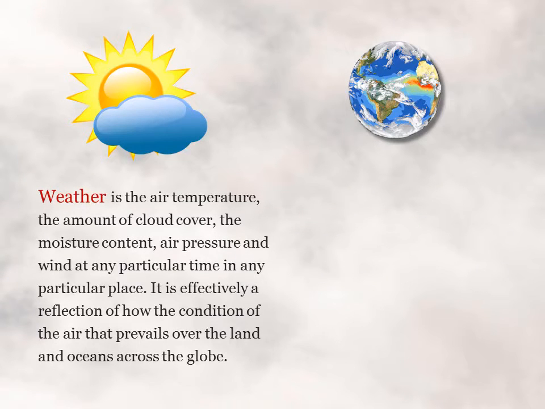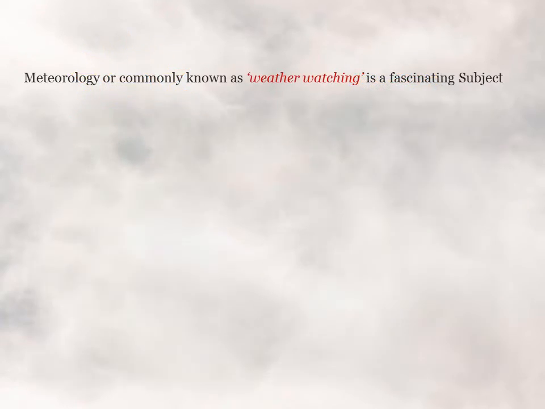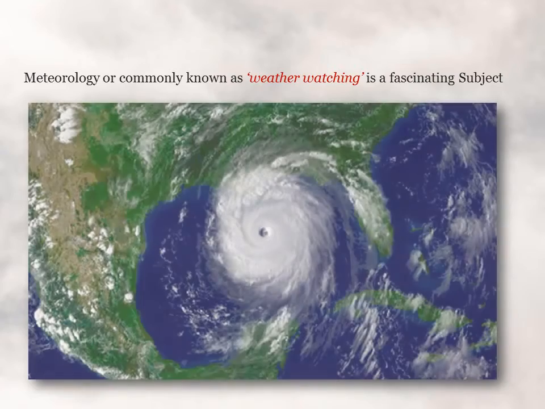Weather is the air temperature, the amount of cloud cover, the moisture content, air pressure, and wind at any particular time in any particular place. It is effectively a reflection of the condition of the air that prevails over the land and oceans across the globe, whereas climate is the overall condition of the weather stretched over a period of seasons or years.